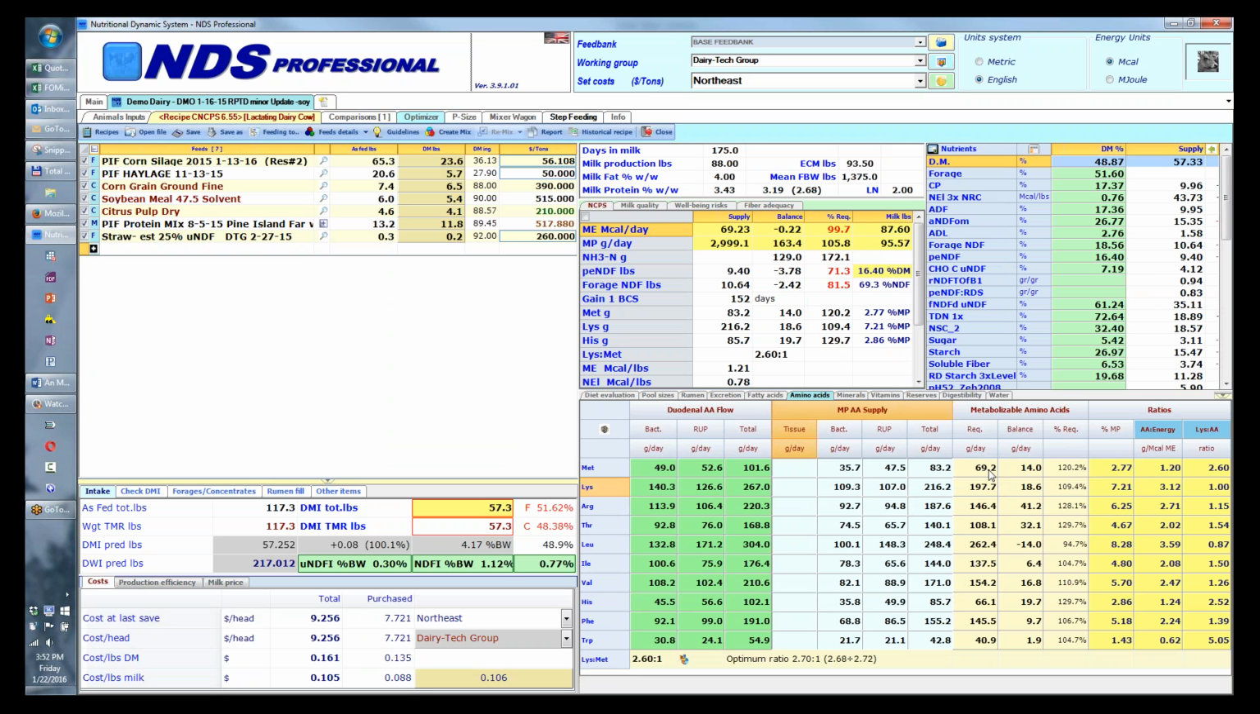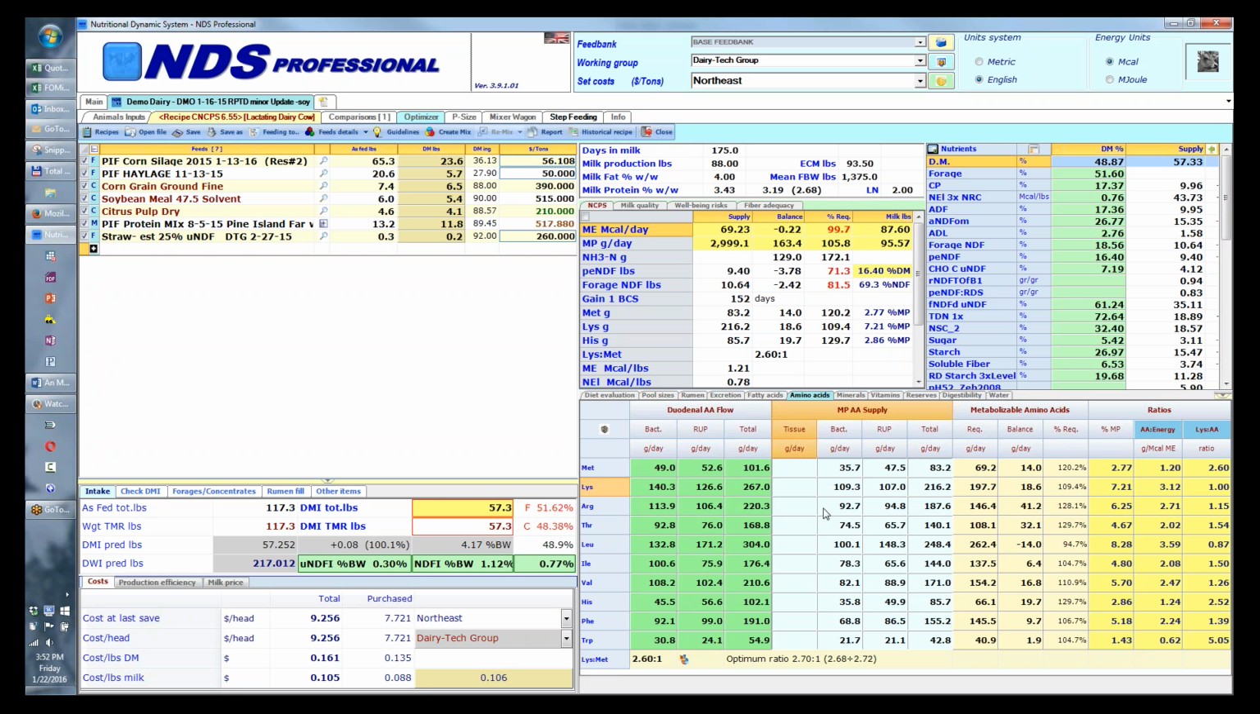Now the methionine requirement was 67.8. It's now up to 69.2. And the lysine requirement was 192.4. It's now up to 197.7. So that makes sense. When you have a body condition change, most of the condition change is in the adipose tissue, in fat. And some of it is in protein, but not very much. So we see a modest change in those two important amino acids there when she's expected to gain condition.